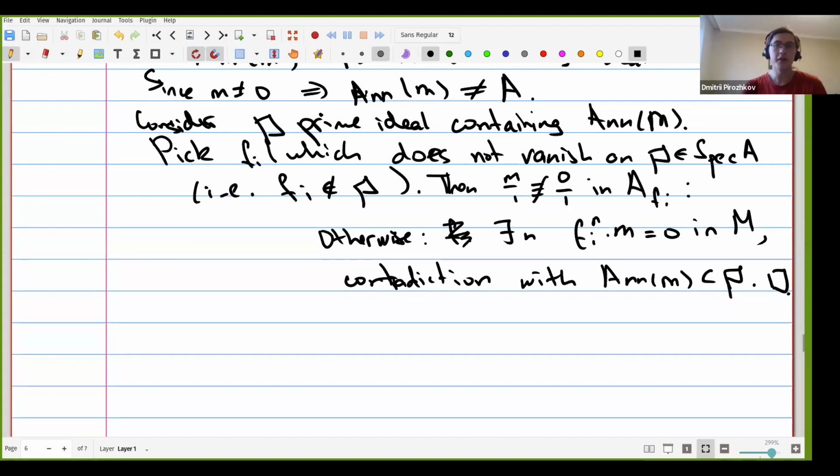So we can check that a module is non-zero by looking at its various localizations, assuming that we have this topological condition that the distinguished open subsets corresponding to the elements that we localize in actually cover the entire spectrum, and they don't omit any points.